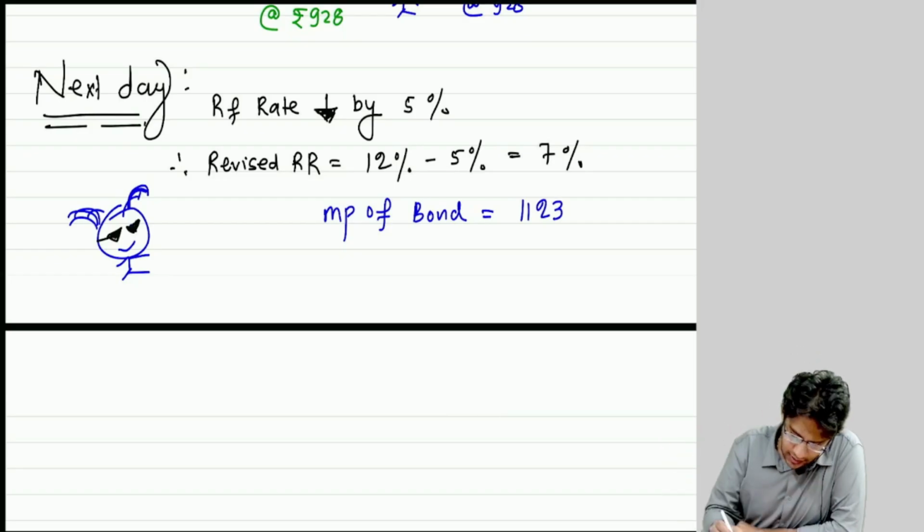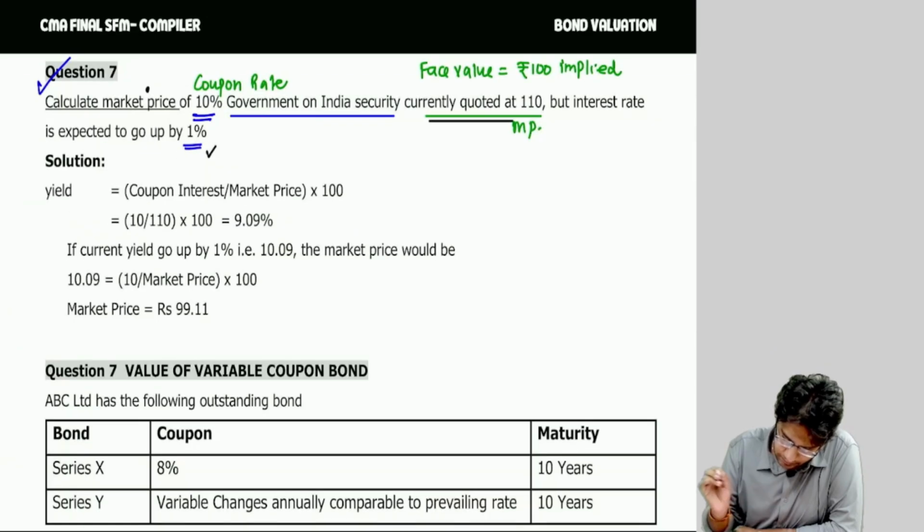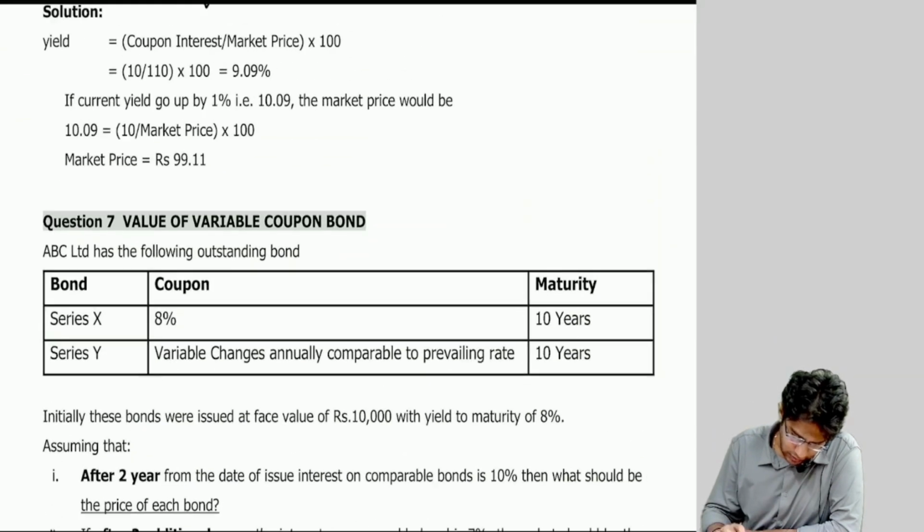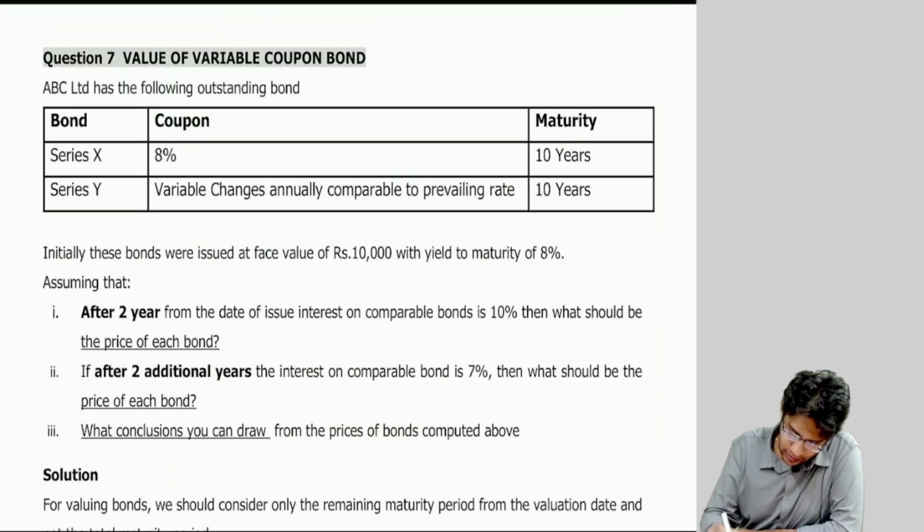Chalo, sir. Let's move on to another question. Question number 7 is over. Come to, sorry, 7 is double printed. Okay, I'll change it to 8. Or else you call it 7A. Okay, come here.